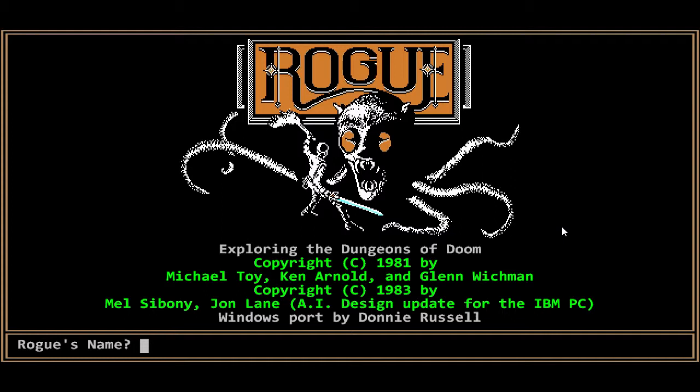This is Rogue. This is basically the originator of the roguelike genre, because it's right there in the name. Roguelikes are games that are like Rogue, games that build on the foundations that the original Rogue game laid back in 1981. This was like 6 years before I was born even.